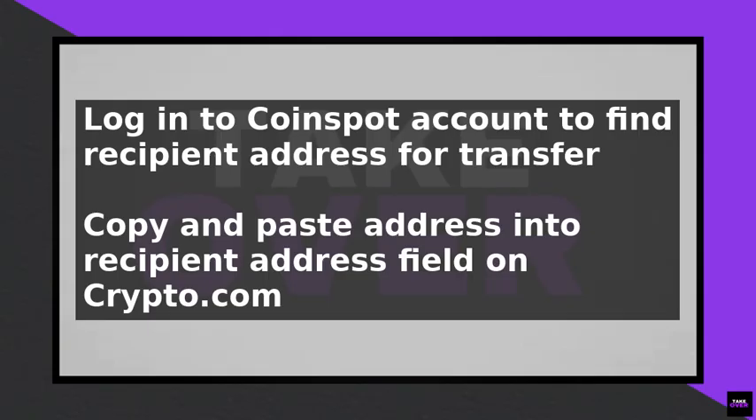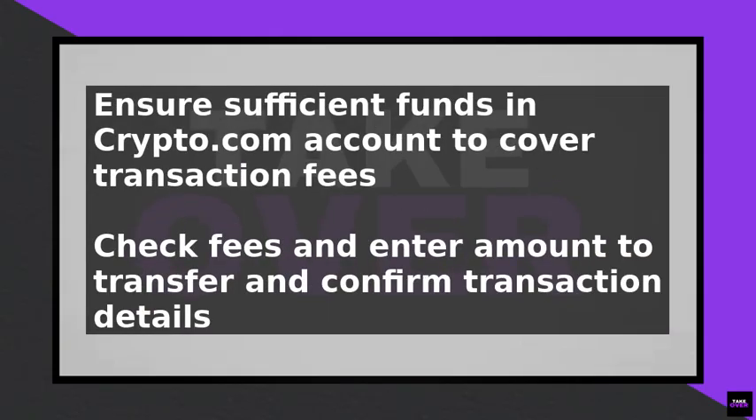Double-check the transaction details to ensure everything is correct. Then confirm the transaction. After confirming the transaction, the funds will be transferred from your Crypto.com account to your Coinspot account. The transfer time varies depending on network congestion and the cryptocurrency being transferred.